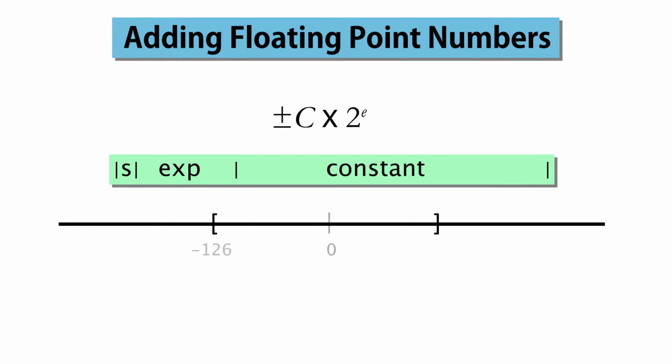Recall finally that, for normalized floats, the exponent is stored in biased form, meaning that the range of possible exponents, minus 126 to positive 127, is shifted in the positive direction by adding a constant of 127. This ensures that the value recorded in the exponent field will always be positive. To recover the actual exponent, we just subtract the bias of 127.